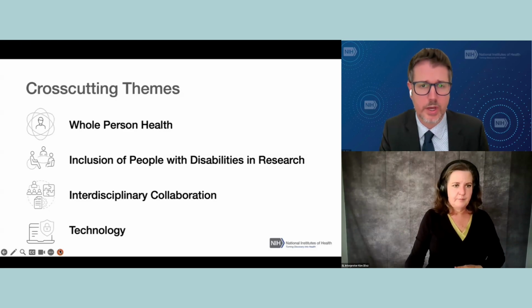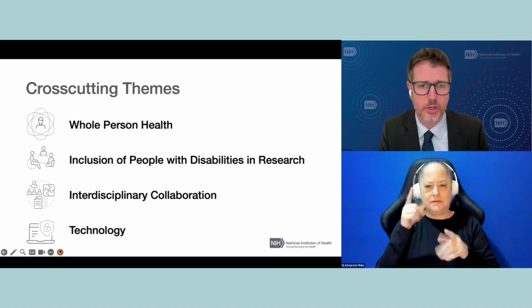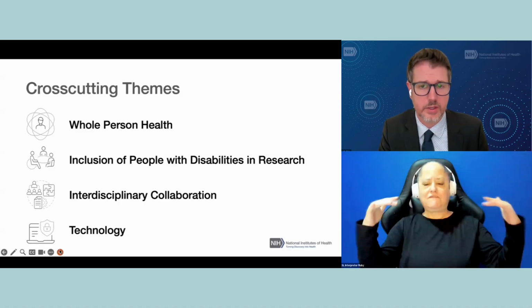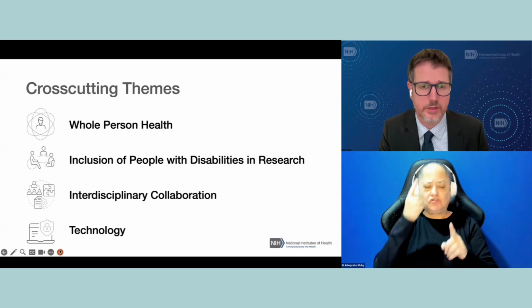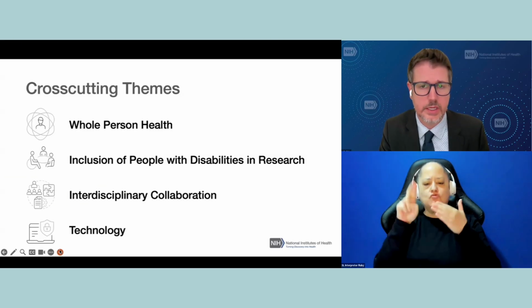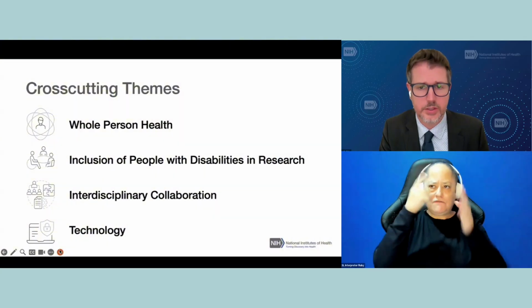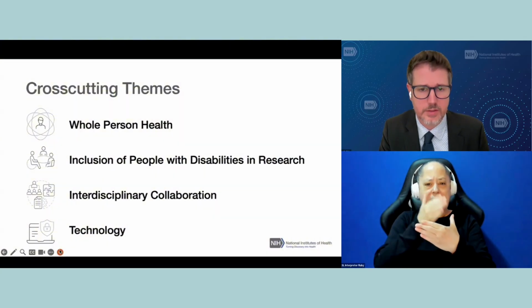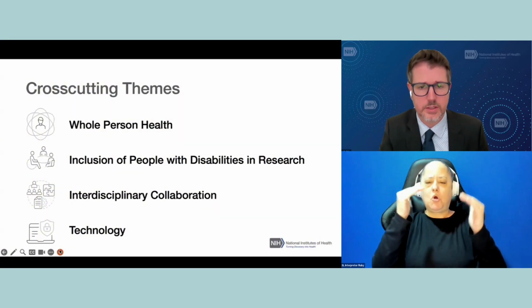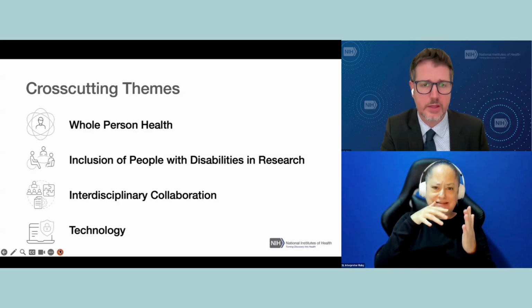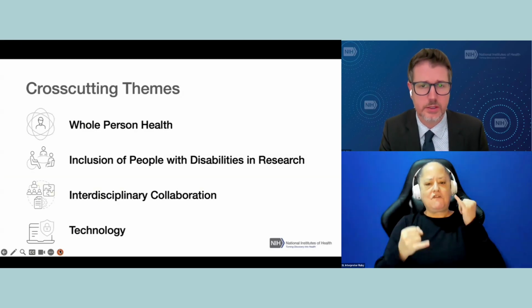Disability health research spans a wide range of scientific disciplines. Integrating these diverse fields enables a more comprehensive understanding of the complex factors that affect health outcomes for disabled people. Interdisciplinary approaches may also foster innovation in research designs, methods, and interventions that may promote advances outside of the population or populations being studied. And the final cross-cutting theme is technology.